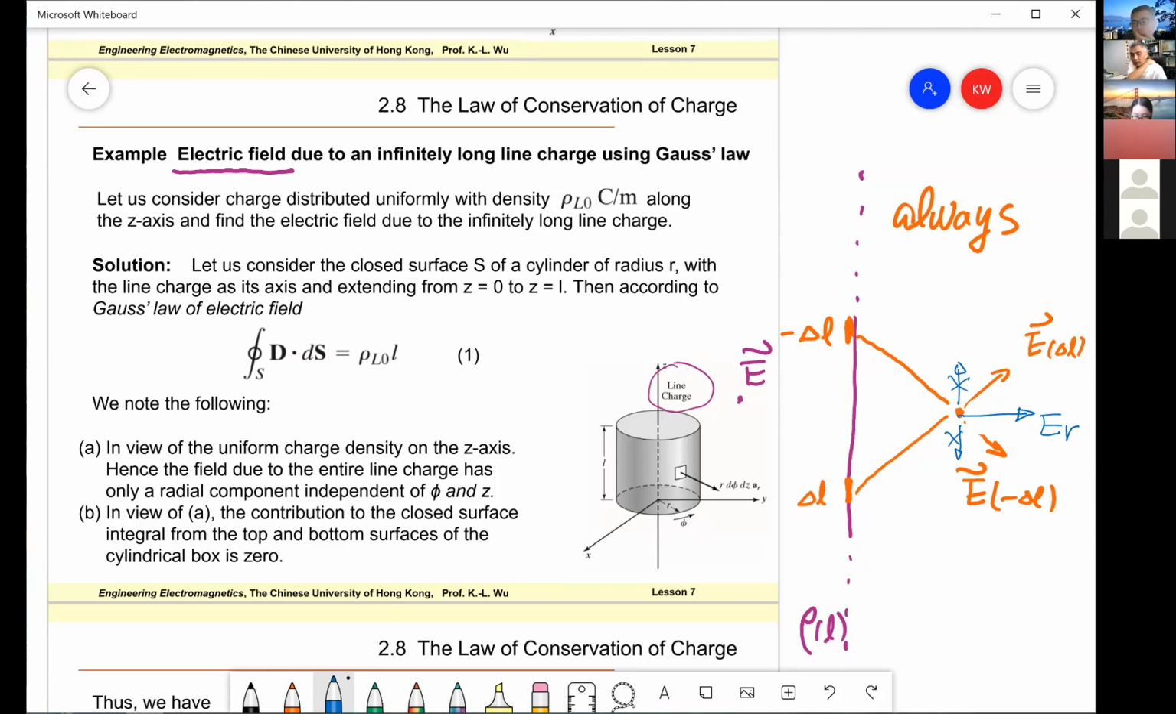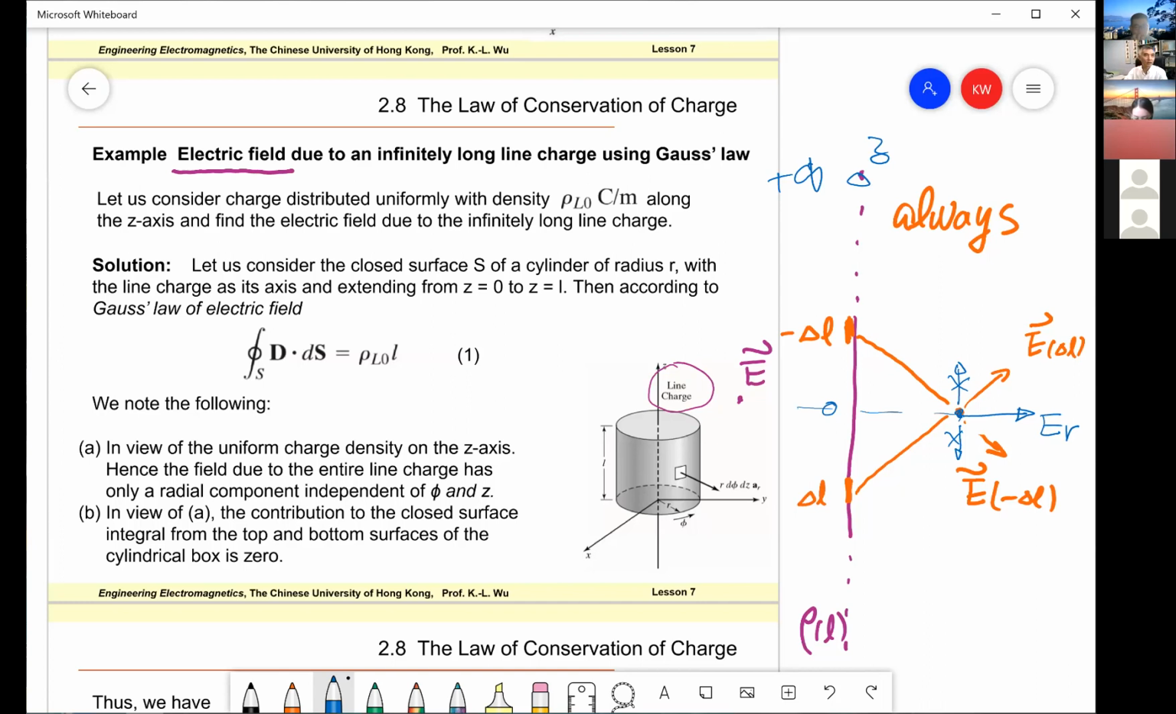So in this case, we take this point along z equal to 0. It's just an arbitrary point. Then we can do the integration from 0 to infinity.